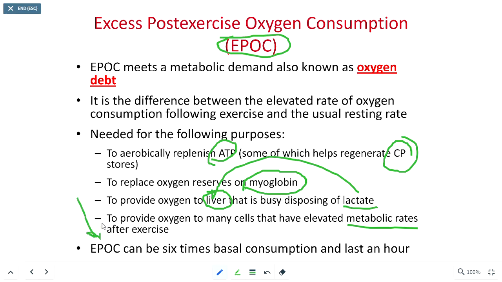So if you look at our excess post-exercise oxygen consumption, the EPOC, we typically find that it's going to be 6 times the basal consumption. So think of that person who's been exercising really hard. They're going to be breathing really hard and using up oxygen about 6 times faster compared to the couch potato, or that individual when they were just sitting on the couch chillaxing.